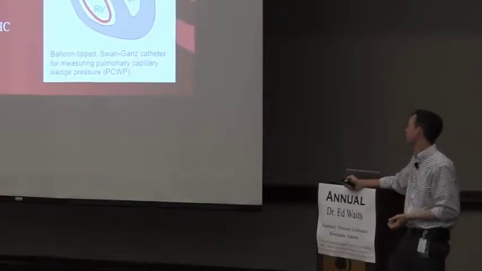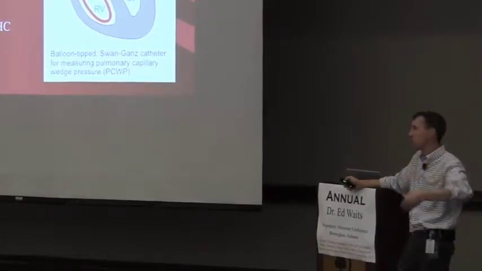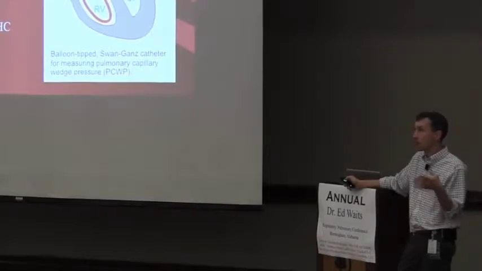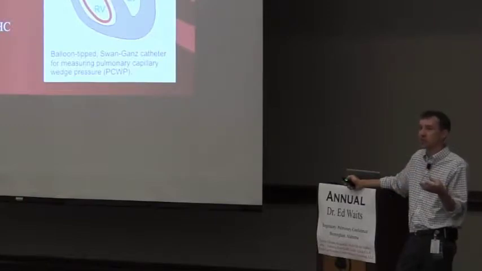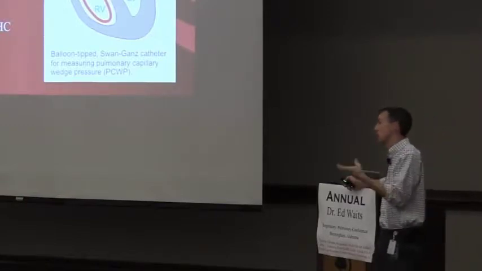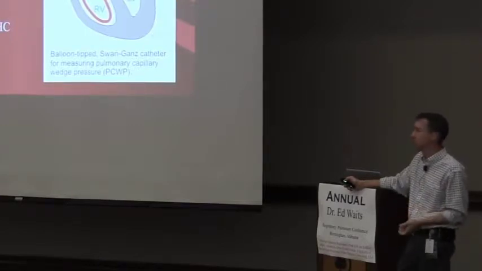So what you're actually estimating when you get a pulmonary capillary wedge pressure is your LV EDP, the left ventricular end diastolic pressure. So basically, what's the filling pressure of the left side of the heart. It's an estimate. There's a lot of stuff that can mess that up.